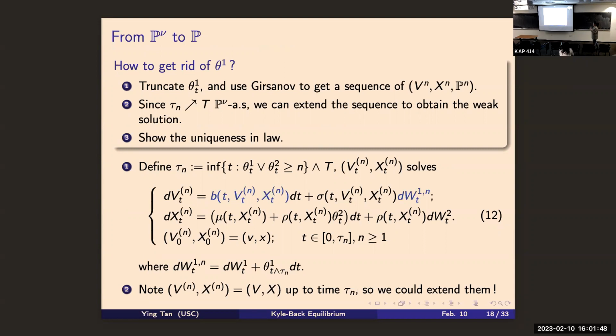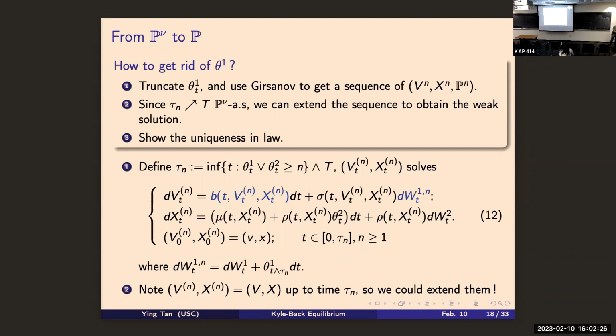The main idea is we use a sequence of stopping times tau n to truncate the θ1. And we can obtain a sequence of solutions V, X, and P. And then we just send n to infinity, and we show that the limit is actually the weak solution we are looking for. We also show the uniqueness in law for the weak solution. Otherwise, it's meaningless to discuss the expectations later. So that's the main idea. Just trust me, we can get rid of the θ1.